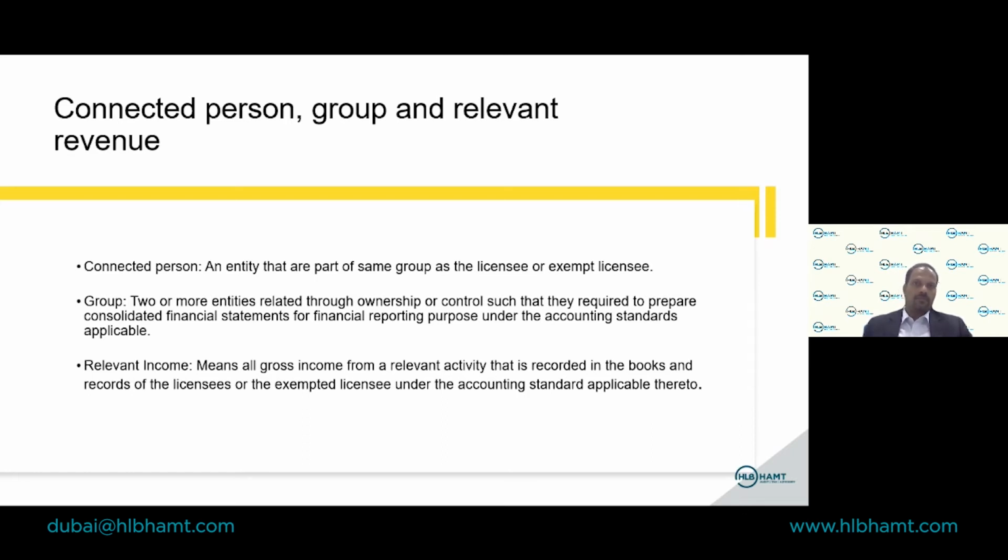But what if you don't follow that? Then you are non-compliant. So you are non-compliant for both. For the local standards also non-compliant, and for the ESR also you will be non-compliant. So make sure we advise the clients on what is relevant income, and that the clients are following the relevant income as per the local or the international accounting standards, whichever accounting standards they are applicable to.